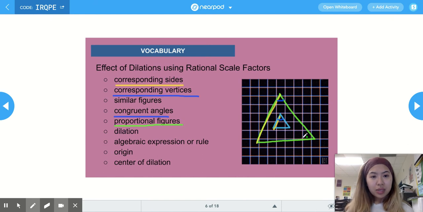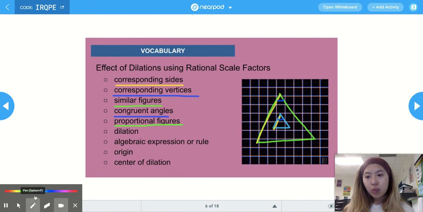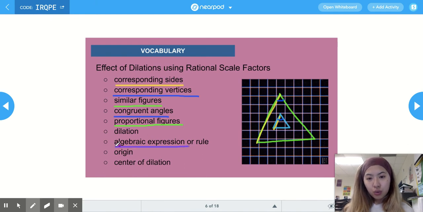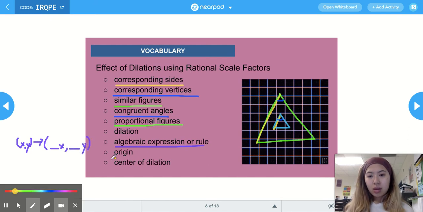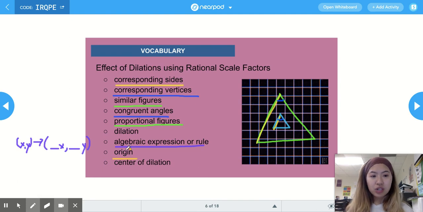Again, dilations make proportional figures because there's usually a scale factor, which we'll get into finding today. And we can usually write an algebraic rule or expression, which will look something along the lines of x comma y, and then we'll have a number x comma another number y. Figures can be dilated around the origin, which is that 0, 0 point on a coordinate plane, or sometimes they have other centers of dilations.